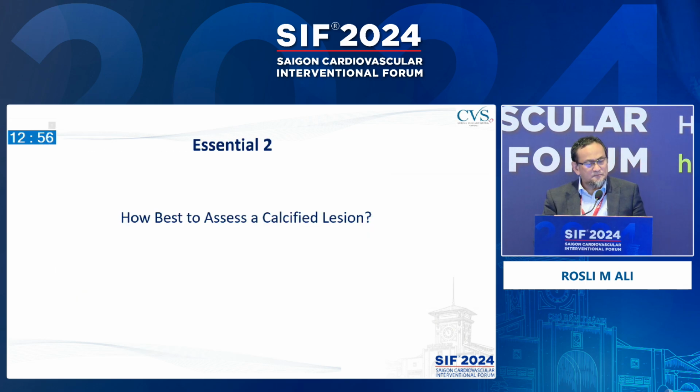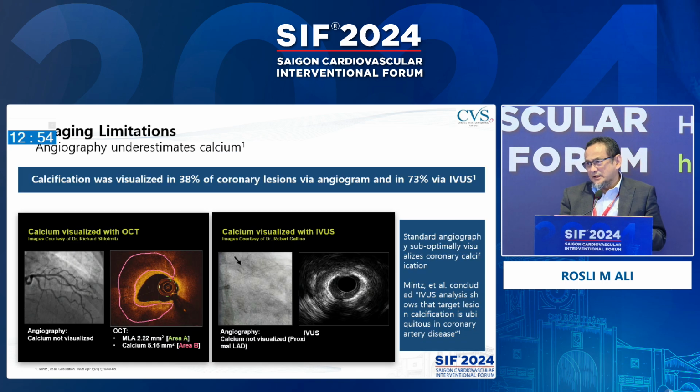So the question is how best to assess a calcified lesion. It is well known that angiographic assessment tends to underestimate calcium. In this often-quoted study, calcification is seen in about 38% of patients during angiogram. But when you do intravascular imaging, in this case intravascular ultrasound, you can see much more: in 3 out of 4 patients, IVUS can actually detect calcification. This is something that you need to understand.